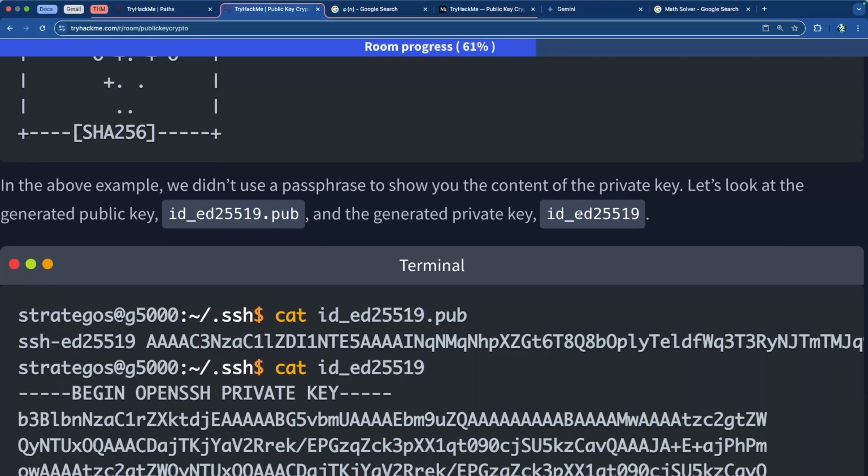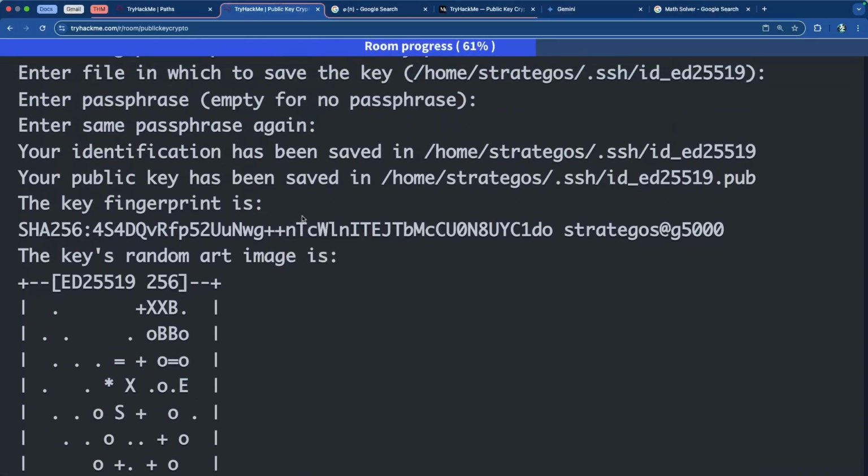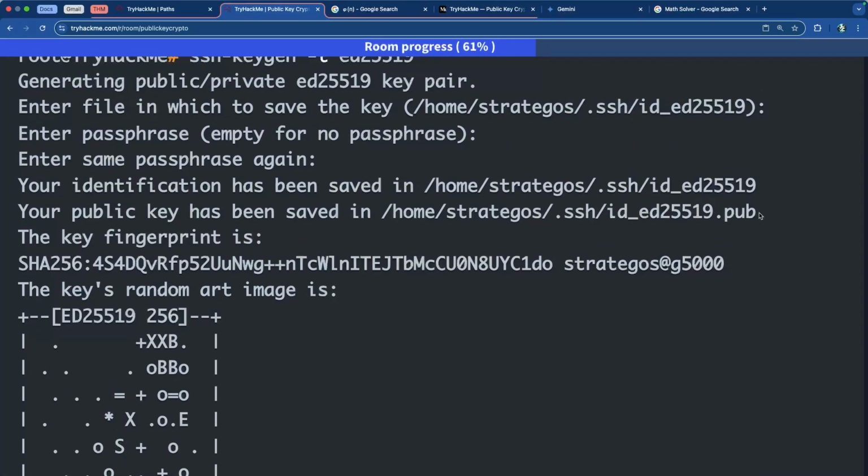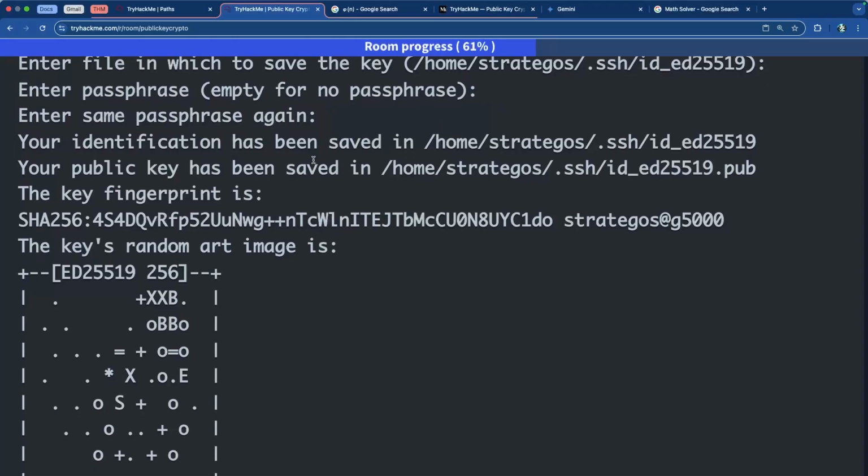In the above example, we didn't use a passphrase, to show the content of the private key. Let's look at the generated public key, which would be in the .pub file. And then I believe it shows us where the .pub file is. This is the public key. And then the identification has been saved inside of this location. And there is no passphrase for this.